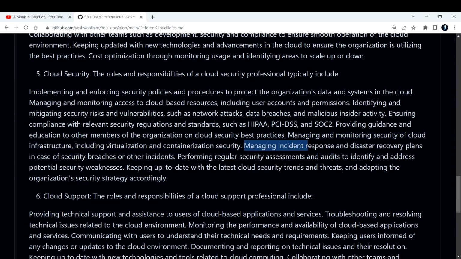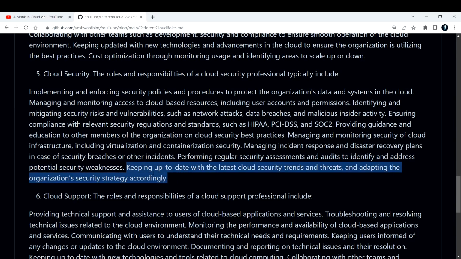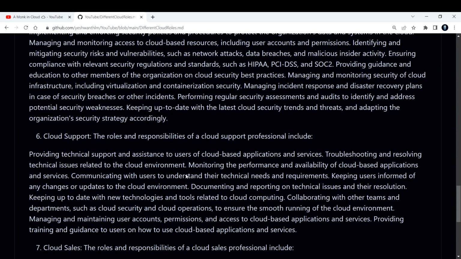You need to manage incident response and disaster recovery plans in case of security breaches or other incidents. Performing regular security assessments and audits to identify and address potential security weaknesses is your role. Keeping up to date, as I told you, with the industry is your responsibility. Even if you're a cloud security engineer, or administrator, or a support, you need to do that.